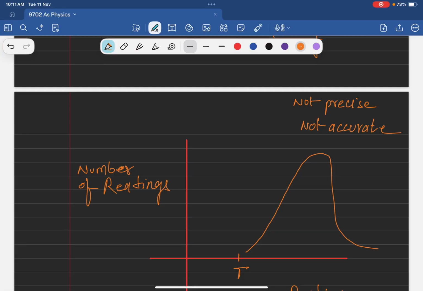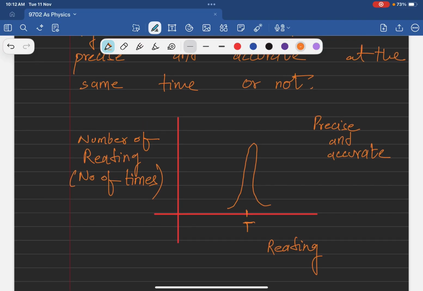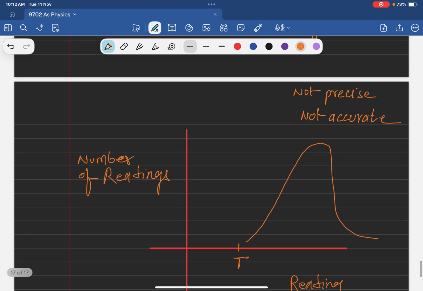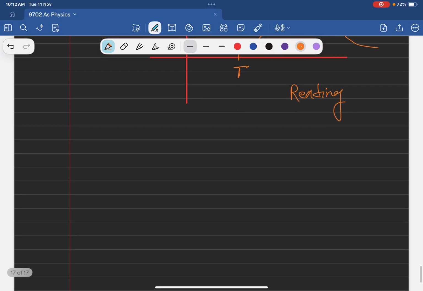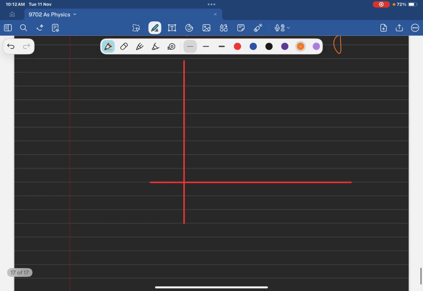So it is not necessary that every time the readings you are taking are precise and accurate at the same time. In the first example, I can see that they are precise and accurate at the same time. In the next example, they are neither precise nor accurate. Now, let's come on to one more graph, the last graph to understand these things. Here we have the reading, and here we have the number of readings.